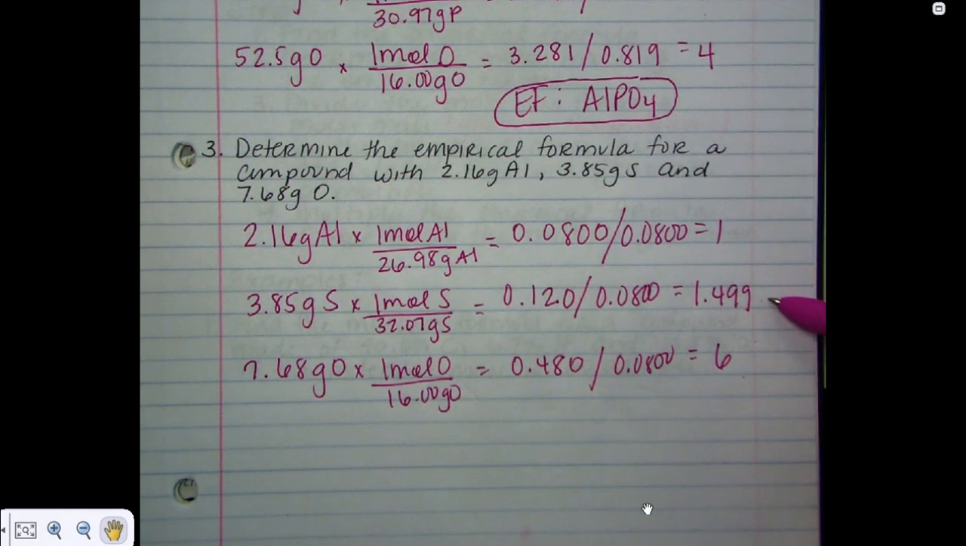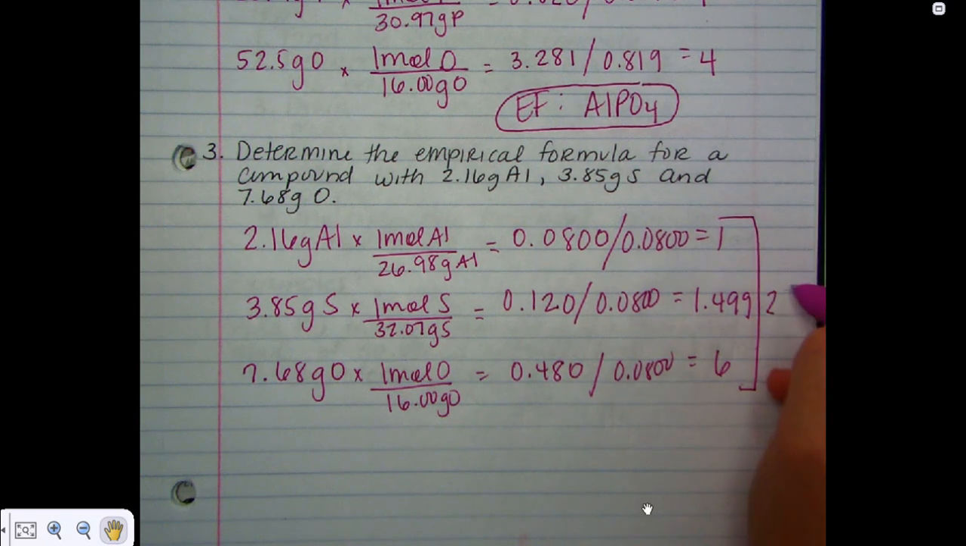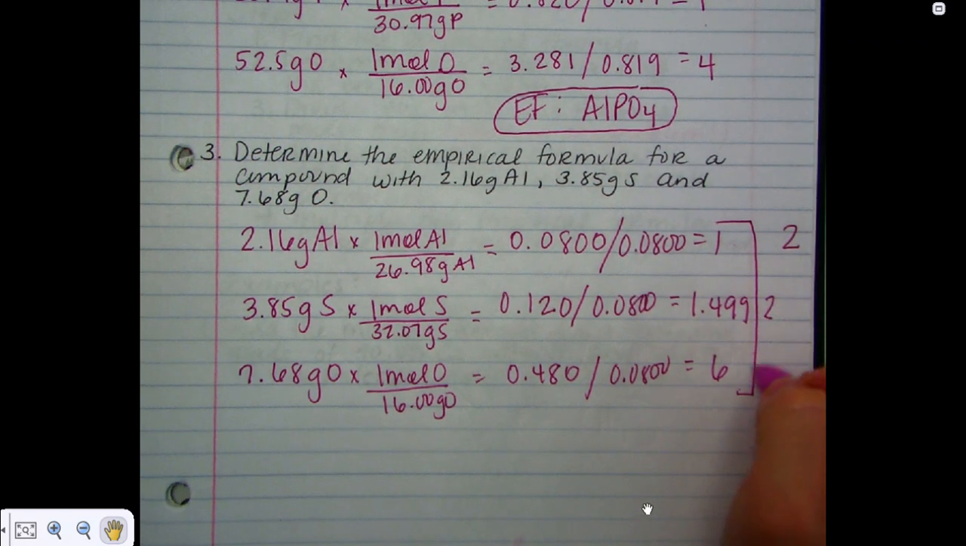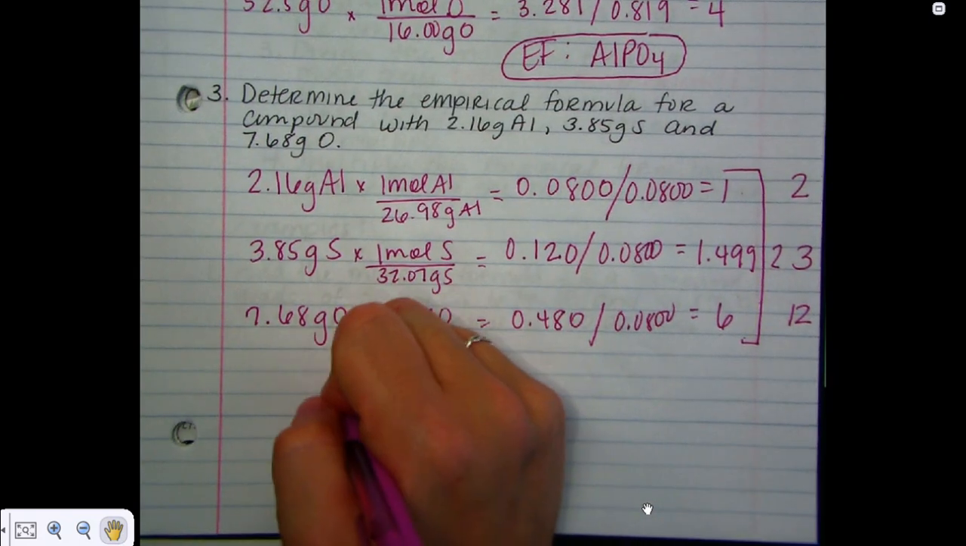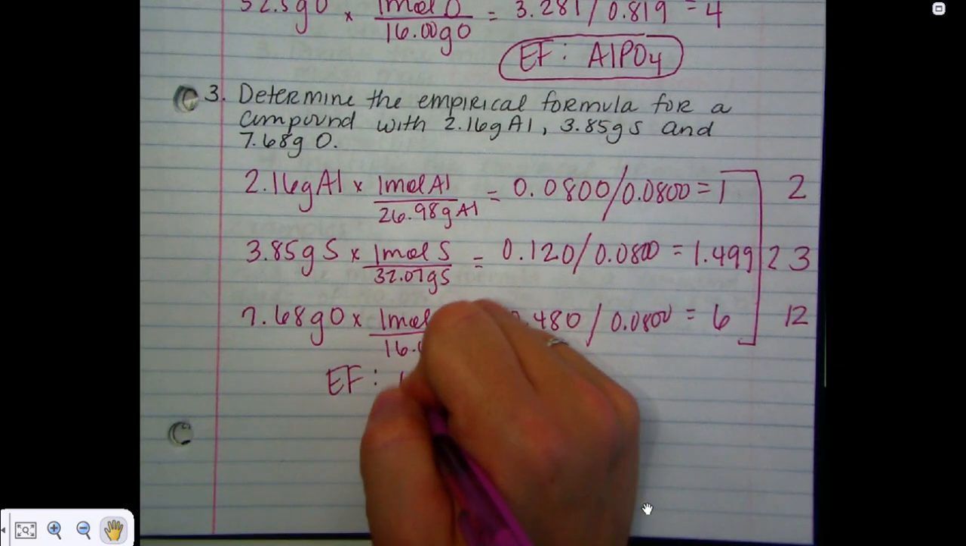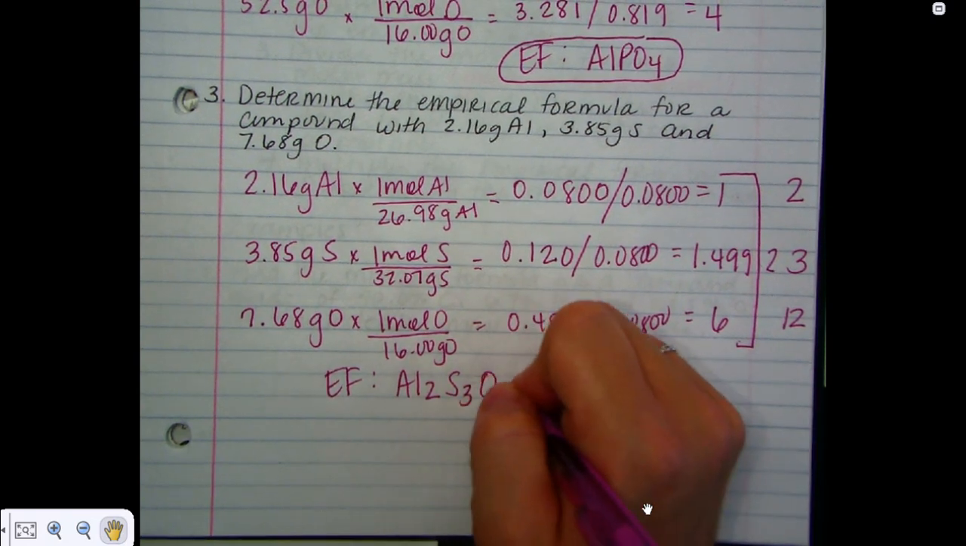This is not a roundable number, right? 0.45 to 0.55, I've got to multiply everything by 2. So 1 times 2 is 2, and 6 times 2 is 12, and 1.5-ish times 2 is 3. So my empirical formula, Al2S3O12.